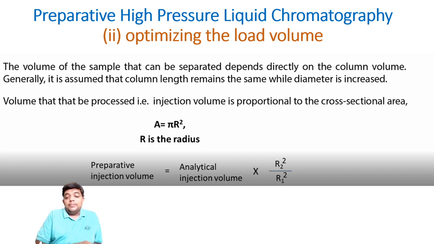So over here, remember this formula. While appearing for your tests in this course or even in competitive exams, this will help you somewhere: the preparative injection volume is equal to the analytical injection volume multiplied by R2 square divided by R1 square, where the subscript 1 refers to the analytical column and 2 refers to the preparative column.